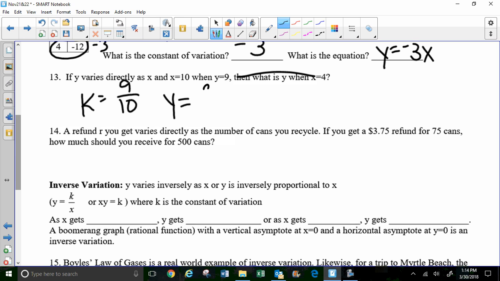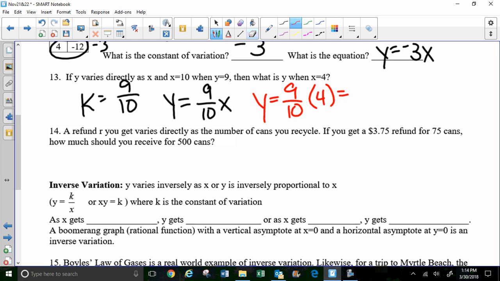So let's write our equation, y equals 9 over 10 x. Now we can answer this question. What is y when x equals 4? So let's replace x with 4 and multiply. So we would get 18 over 5. Yep, 18 over 5.